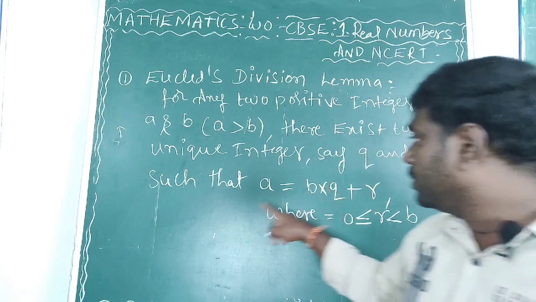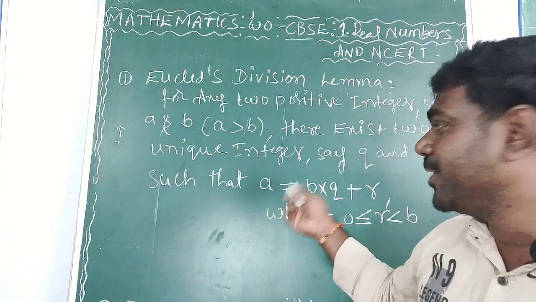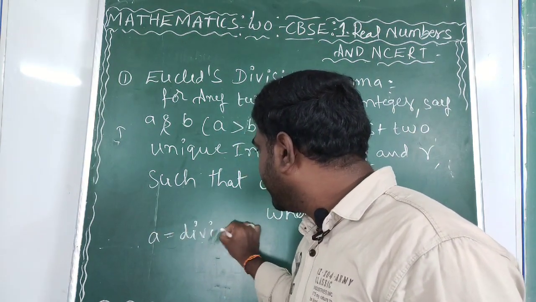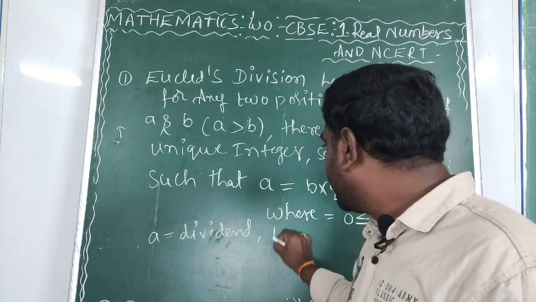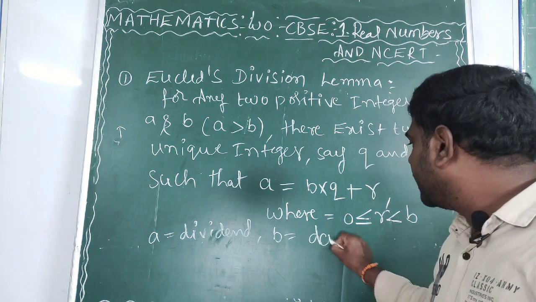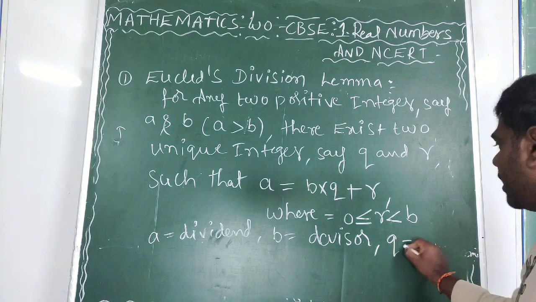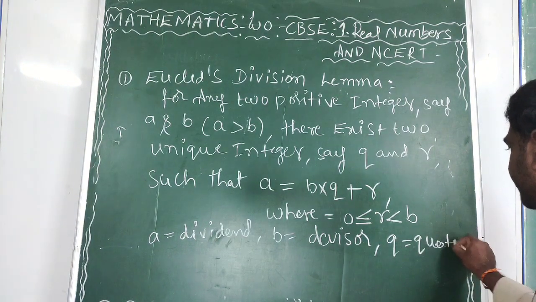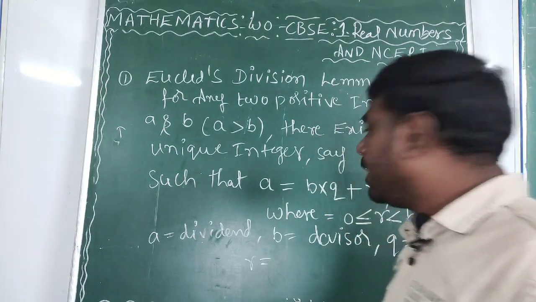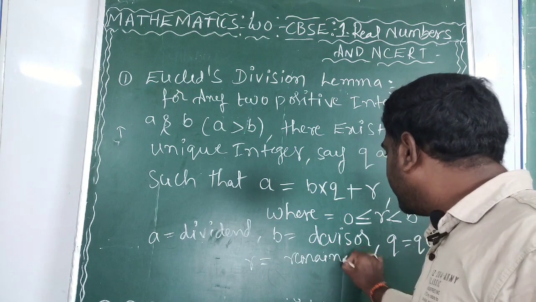Okay. Now can you tell me what A is here? Very good. A is the dividend. Now B is what here? B is the divisor. Now Q is what here? Quotient. Now R is what here? R is the remainder.